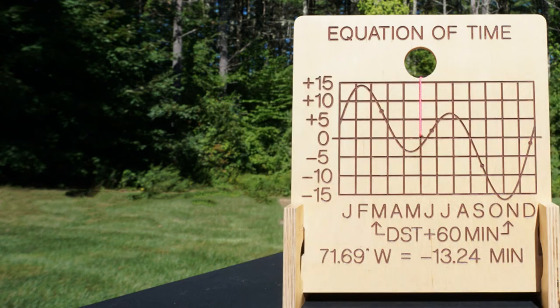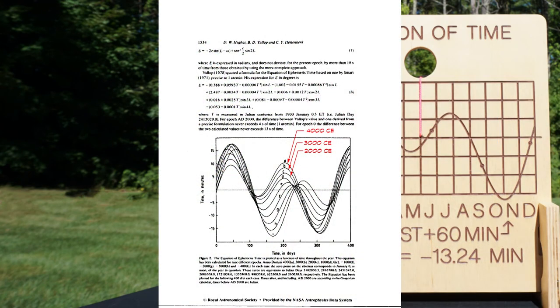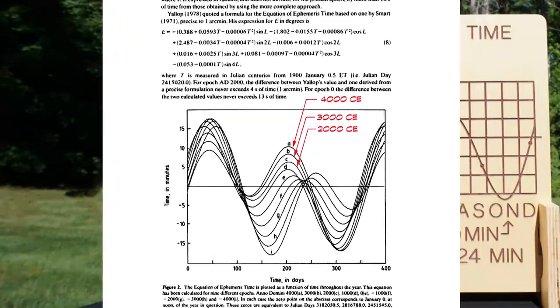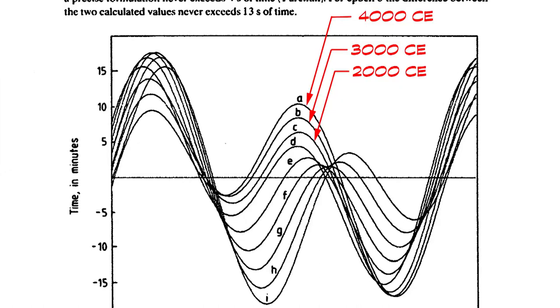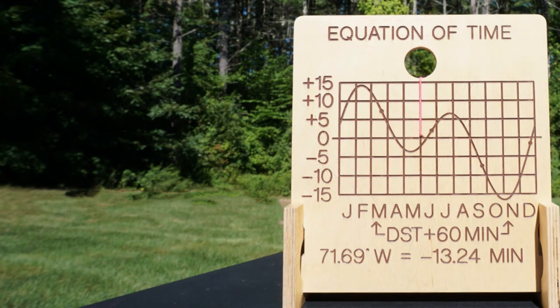It should be noted that the equation of time is not a constant value. This diagram from the Royal Astronomical Society illustrates that point. We can see how it shifts slowly through the millennia. That is because the Earth's obliquity and eccentricity are constantly shifting within their respective 41,000 and 100,000 year cycles. That being said, the graph as engraved on these sundials will serve us well for about 100 years. And so, we now have the three time corrections needed to convert sundial time to clock time.